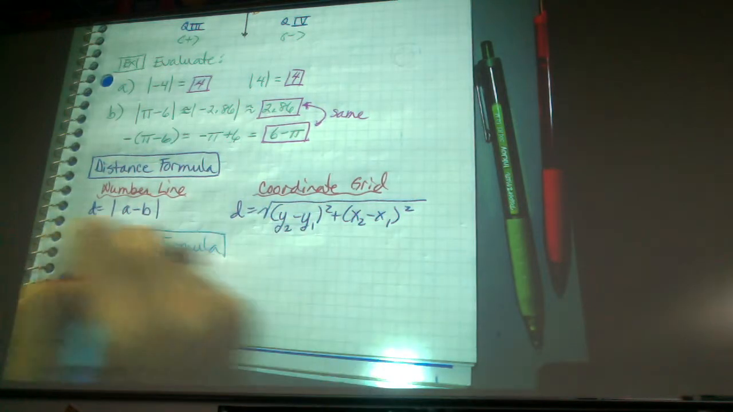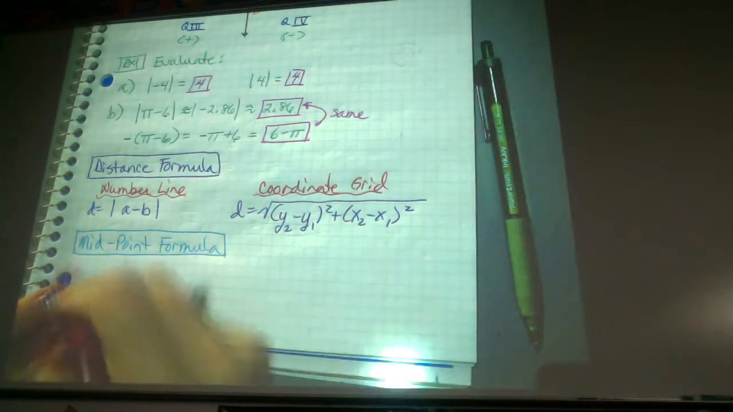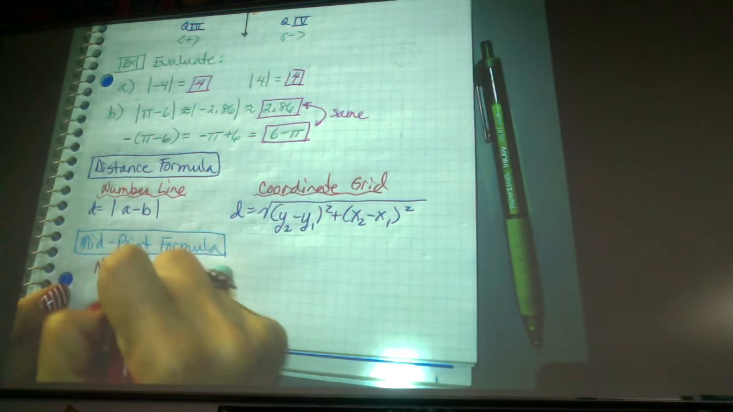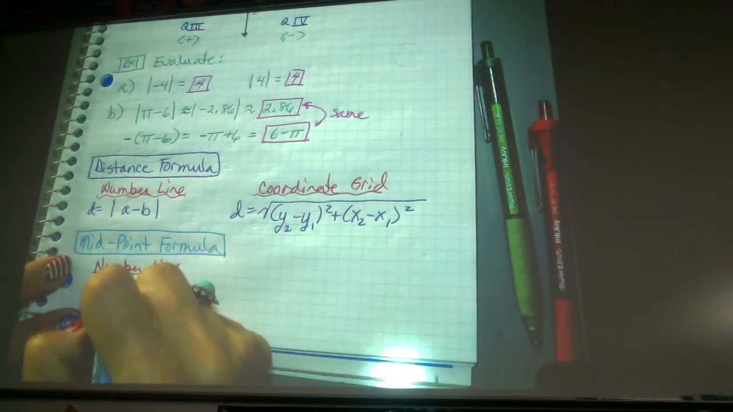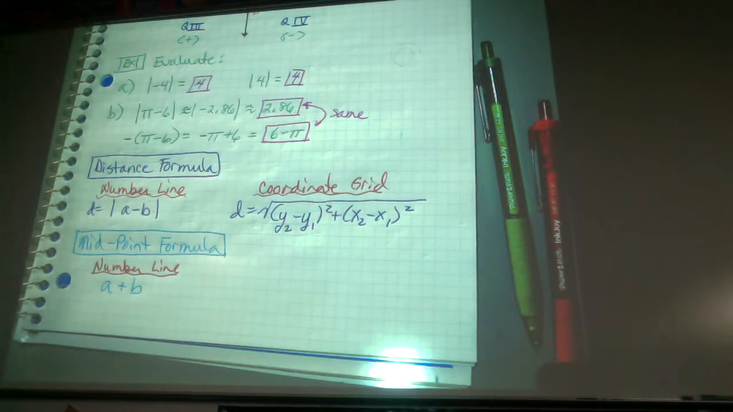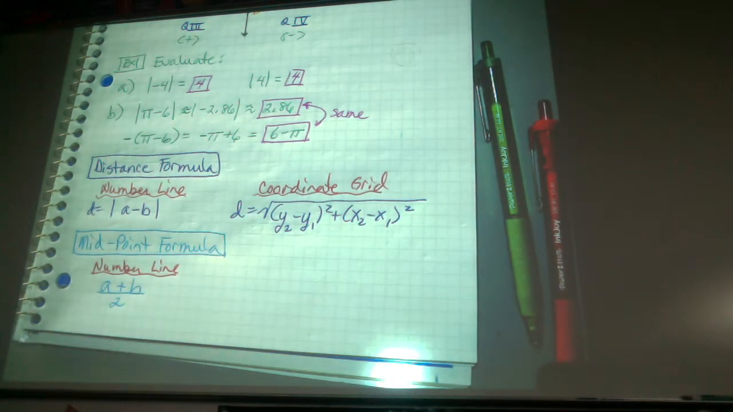I will not give this to you either. And there are also two midpoint formulas, one for the number line and one for the coordinate grid. So on the number line, you're going to take the two numbers, add them together, divide by 2. That'll get you the coordinates in between.